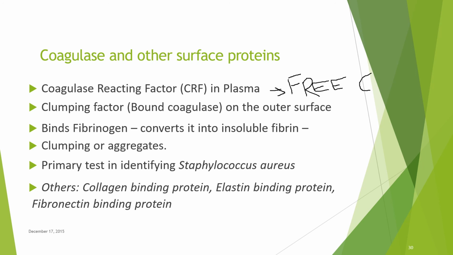It is like when we determine blood grouping with antigens, there will be clumps, right? There is clotting seen in the test tube. It is a very primary test for identification of Staphylococcus aureus. The coagulase test is the primary test in identifying Staphylococcus aureus. Other proteins include collagen binding protein, elastin binding protein, and fibronectin binding protein.